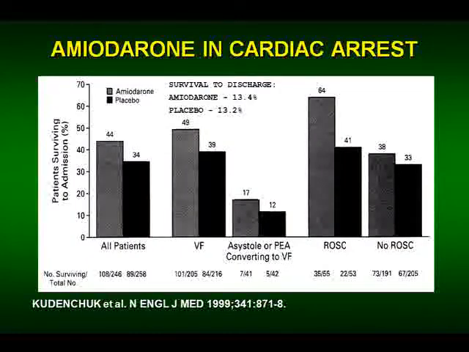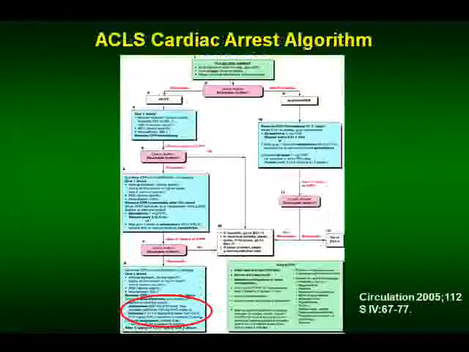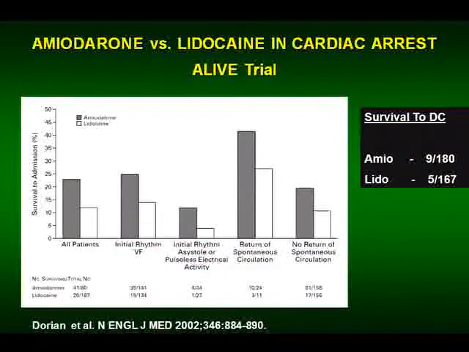Why do we ever use amiodarone for acute management of arrhythmias? Well, there are 2 studies. The ARREST study comparing amiodarone to placebo, showing that there was a better return of spontaneous circulation in people treated with amiodarone than in people who were treated with placebo. And amiodarone was also compared to lidocaine in the ALIVE trial and showed that there was better return of spontaneous circulation on amiodarone than on lidocaine.